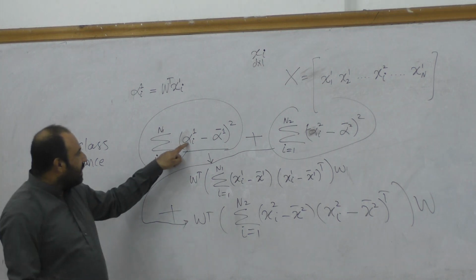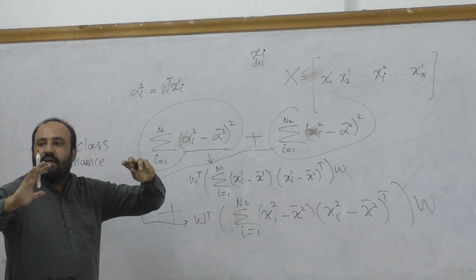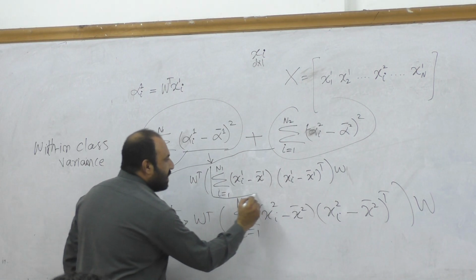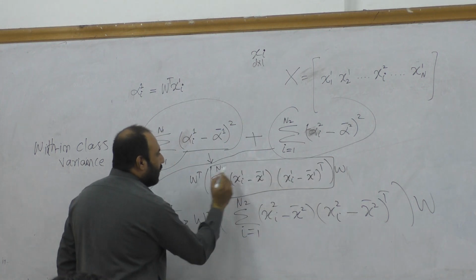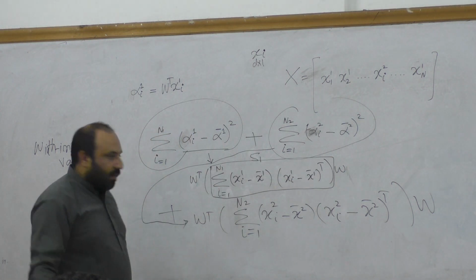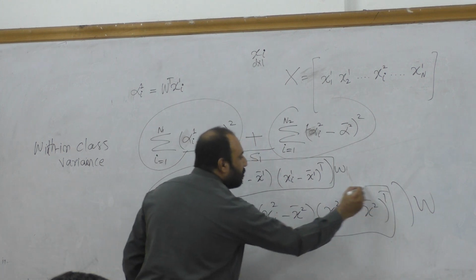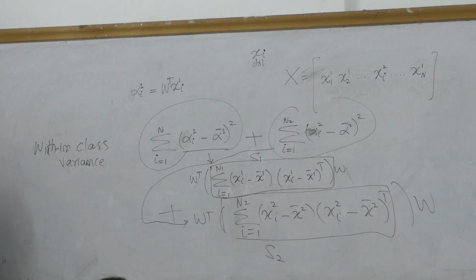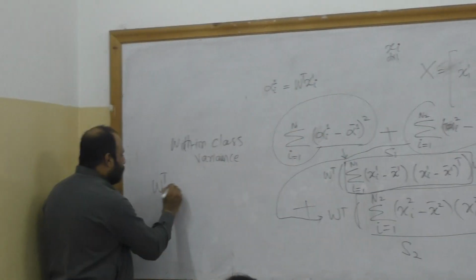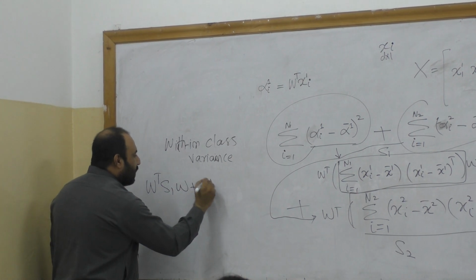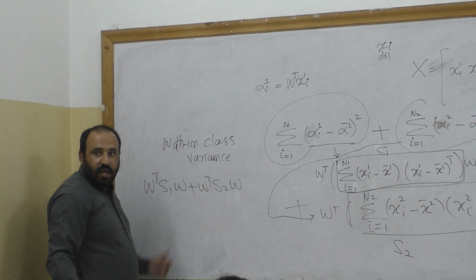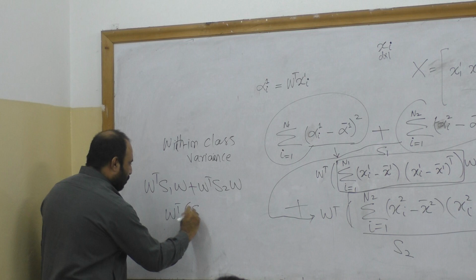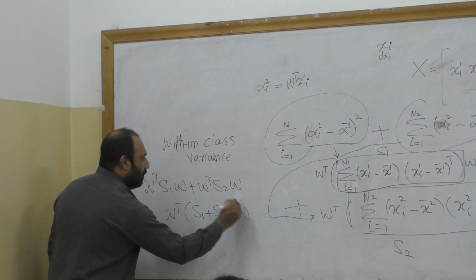I'm just replacing this alpha with this one and then writing the square and then writing the outer products. I'm calling this matrix, which is completely computed from the data, S1. And I'm calling this matrix, which is again completely computed through the data, S2. So the within class scatter is W transpose S1 W plus W transpose S2 W. I want this to be minimized. And I can write this as W transpose (S1 plus S2) W.